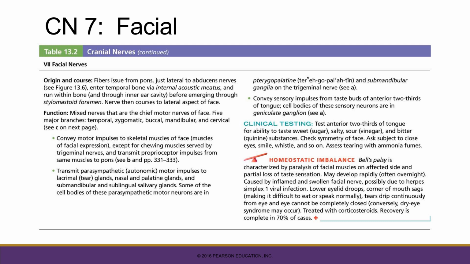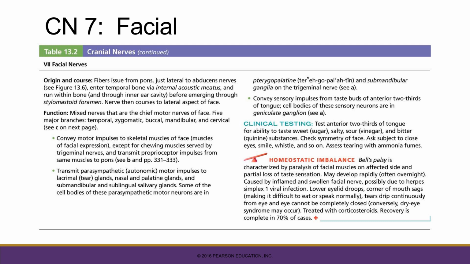5 major branches: temporal, zygomatic, think cheekbone, buccal, think cheek, the fleshy part, mandibular, that lower jaw, and then cervical. They convey motor impulses to skeletal muscles of the face, so muscles of facial expression. This is what they're trying to knock out with those Botox treatments, except for chewing muscles served by the trigeminal nerves. They transmit proprioceptive, so position sense, impulses from the same muscles to the pons. They transmit parasympathetic, so autonomic motor, impulses to the lacrimal or tear glands, nasal and palatine glands, and submandibular and sublingual salivary glands.